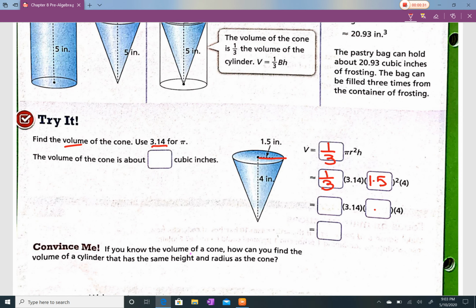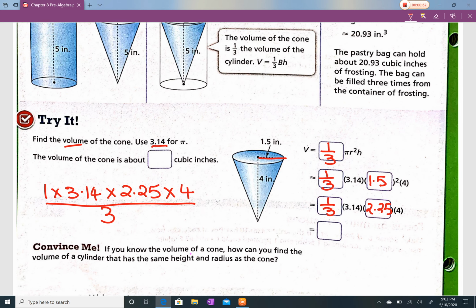Now 1.5 times 1.5 is 2.25 and 1/3. So whenever you're doing the calculations on the calculator, what you're going to do, 1 times 3.14 times 2.25 times 4, and then whatever is in the bottom you will do together. So if you do this, you should get 9.42. Units is inches, so inches cubic. So 9.42 cubic inches. You can write this way also or this way also.